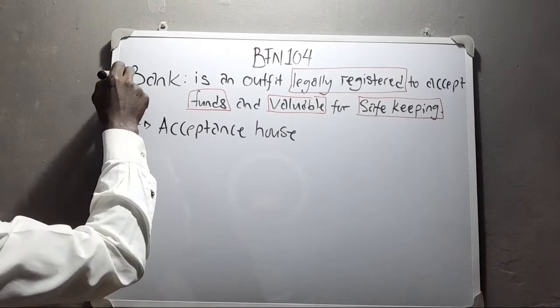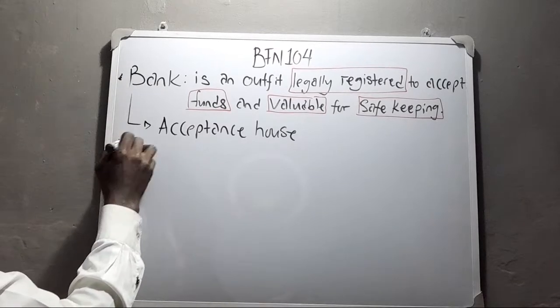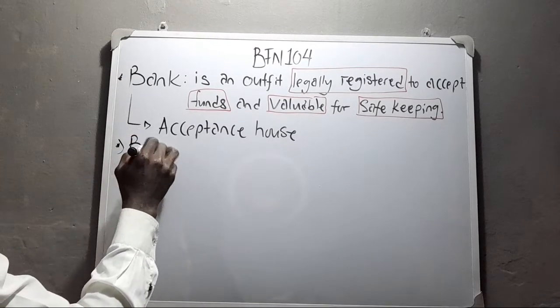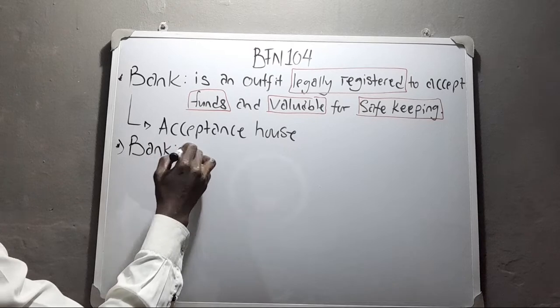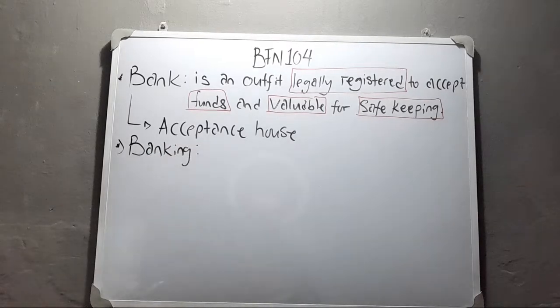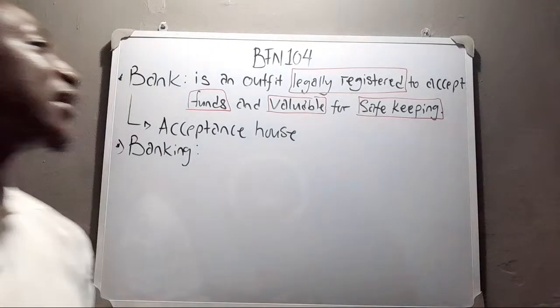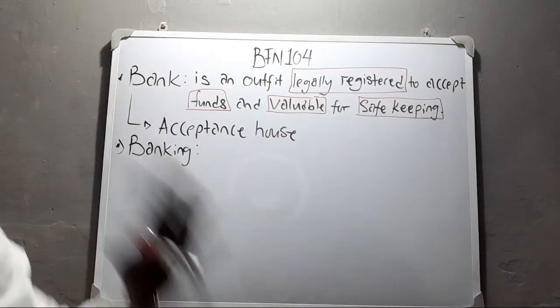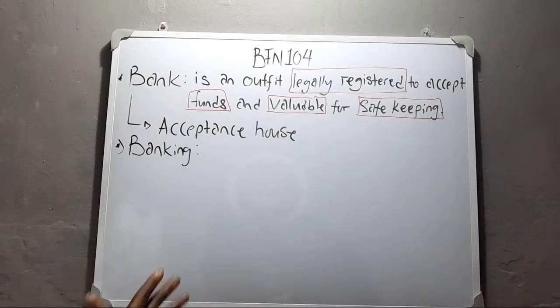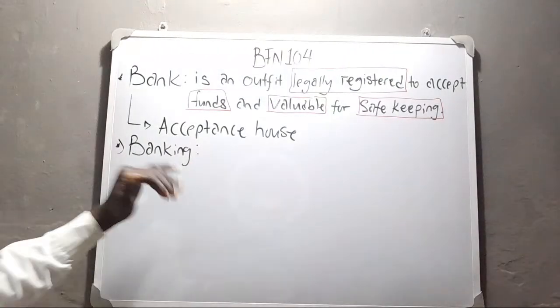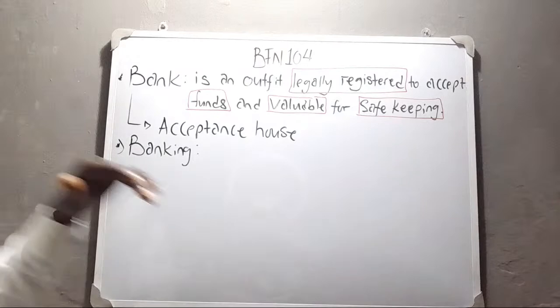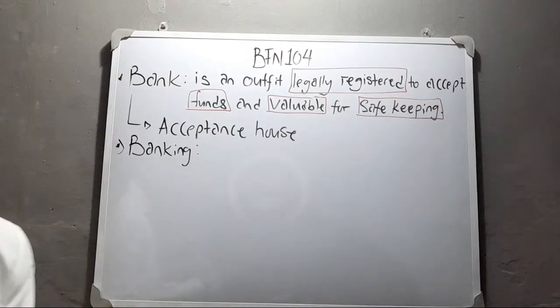Now, banking. We've just spoken about what bank is. Now we're going to be talking about banking. I believe we know that banking is different from bank. A bank is said to be an outfit legally registered to accept funds and valuables for safekeeping, and it's sometimes referred to as acceptance house. But banking is a different thing we're talking about, though it's still in the same line.